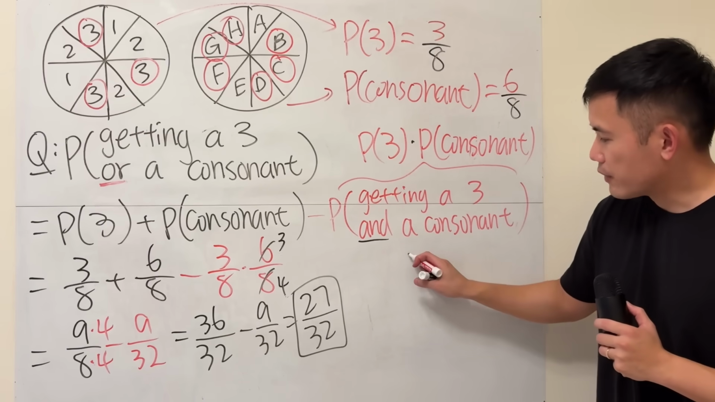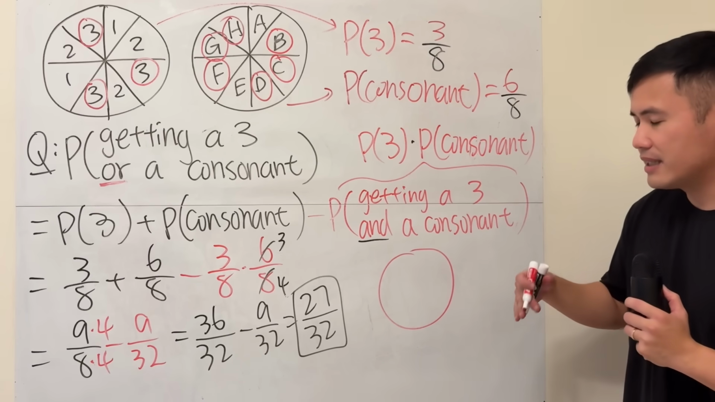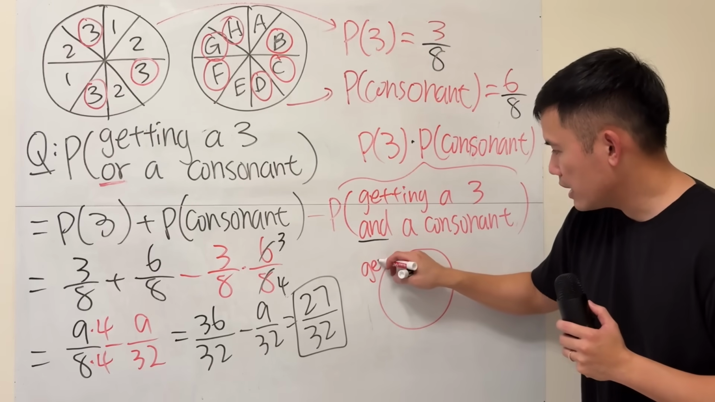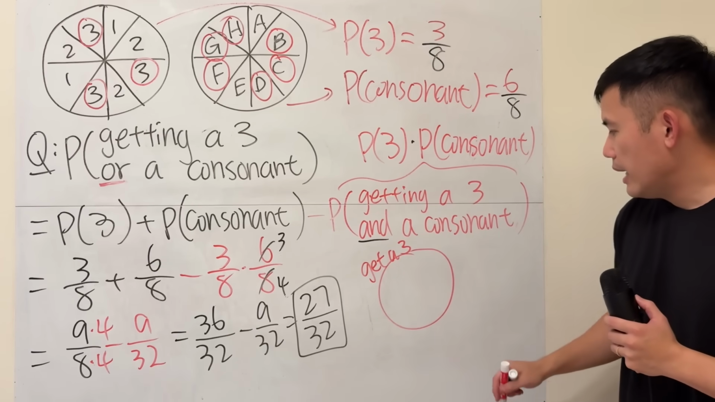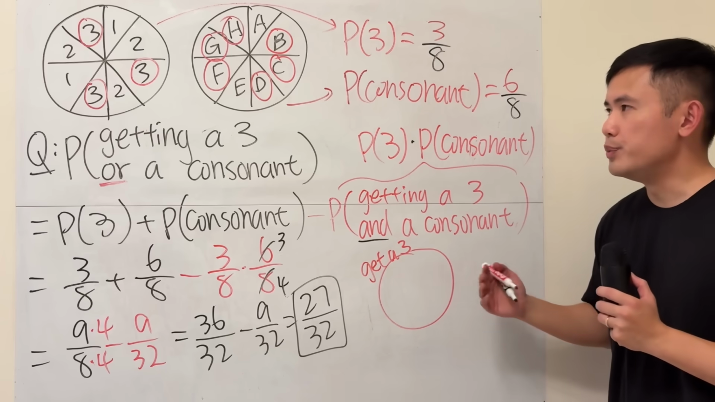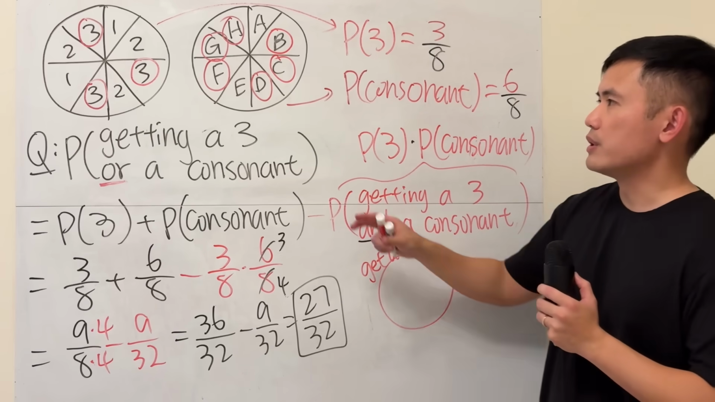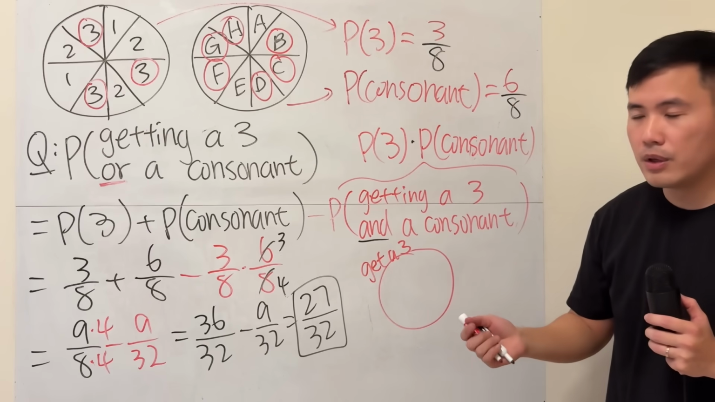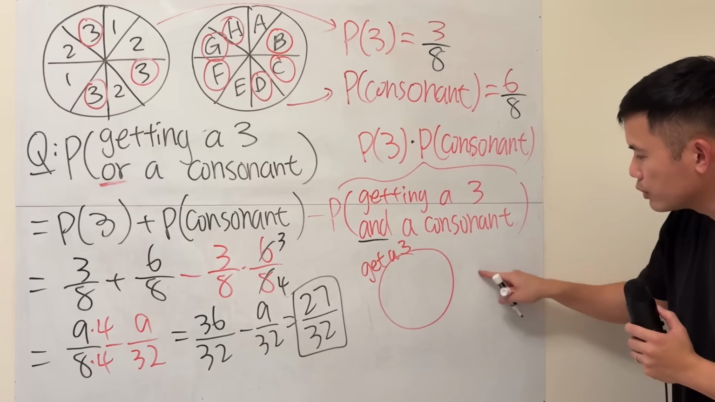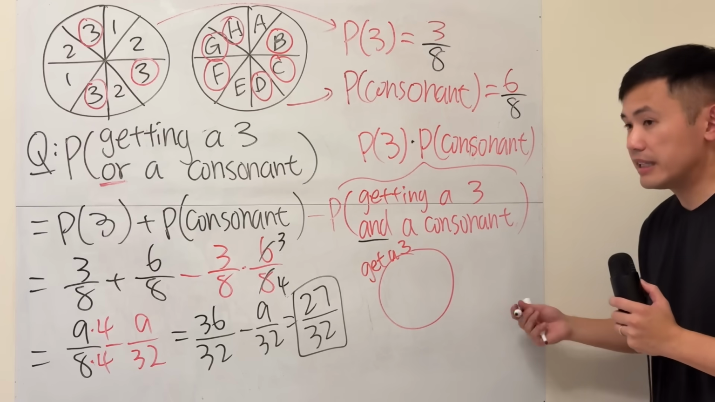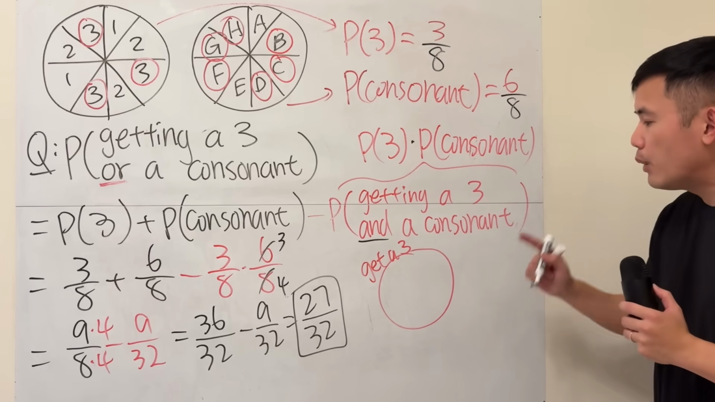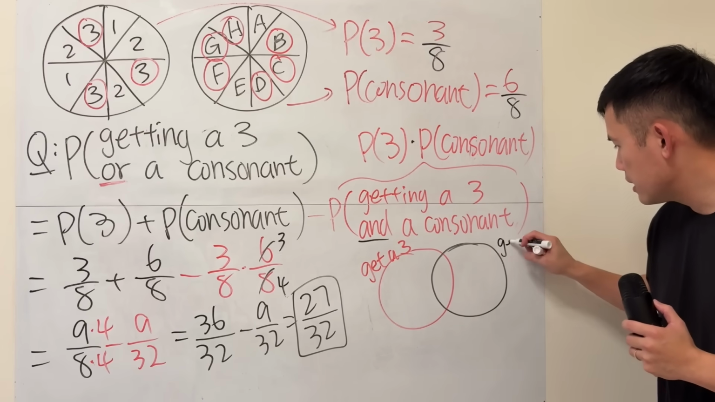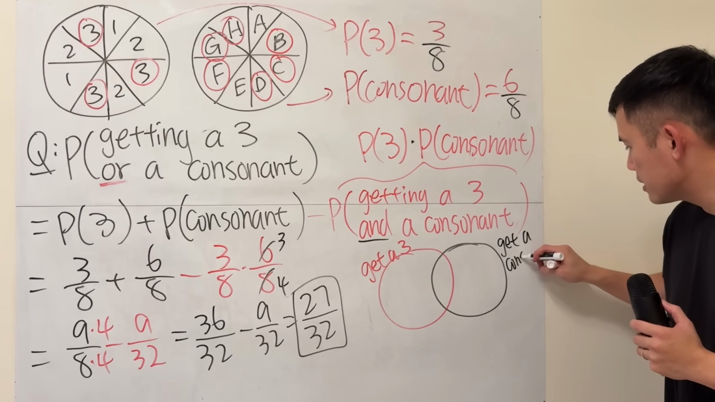So I'm going to draw a first circle to represent how you can get a street from the first spinner. So this is get a street. And I'm going to draw a second circle to represent the situation for us to get a consonant from the second one. But again, they can happen at the same time. So when I draw the second circle, I'm not going to draw it away, because otherwise it looks like they cannot happen at the same time. I will have to draw it with an overlap like this. And this is get a consonant.